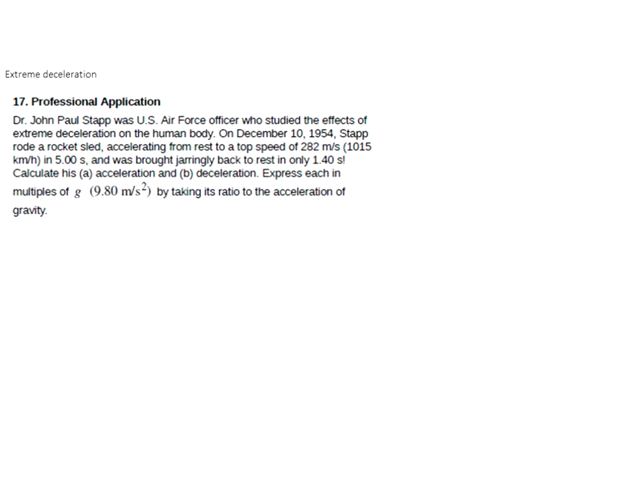Let's go over the problems that you just completed. So this one, it's going to have slightly different numbers than what you have. But this person rode a rocket sled, and he was going 282 meters per second, which is 1,000 kilometers per hour. And it's also very fast in terms of miles per hour, roughly twice that, so that'd be about 500 miles per hour. And he was brought to a rest in 5 seconds. Oh, he accelerated, I'm sorry, from zero to this in 5 seconds. And then he was stopped in just 1.4 seconds. So calculate his acceleration and his deceleration, which means his negative acceleration in this case, and express each in multiples of g.